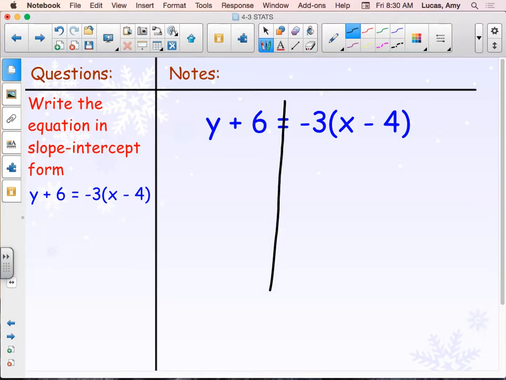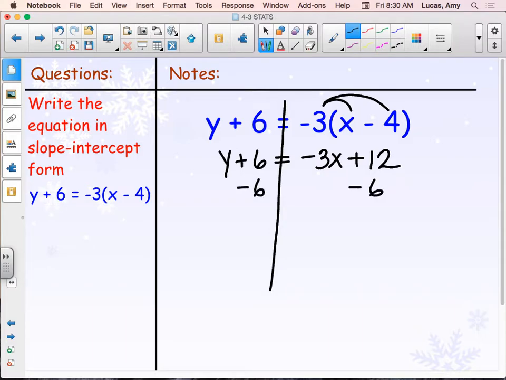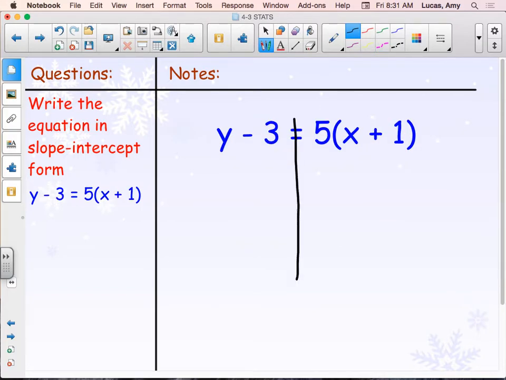Next one, first thing I'm going to need to do is distribute. So negative 3 times x is negative 3x. Negative 3 times negative 4 is positive 12. y plus 6 equals negative 3x plus 12. Then I would subtract the 6 to get the y alone. So slope-intercept form would be y equals negative 3x plus 6. So distribute and then continue solving to get the y by itself. That's just converting point slope into slope-intercept form.